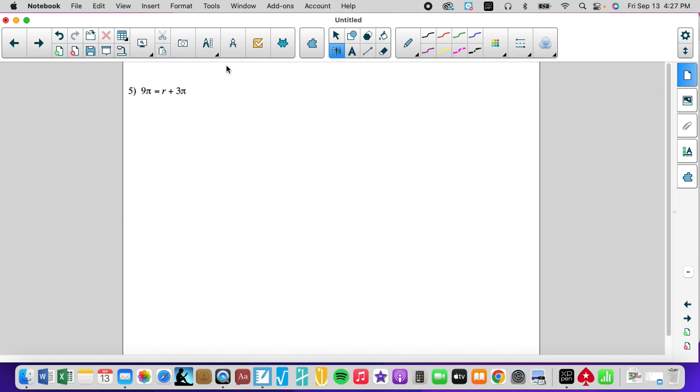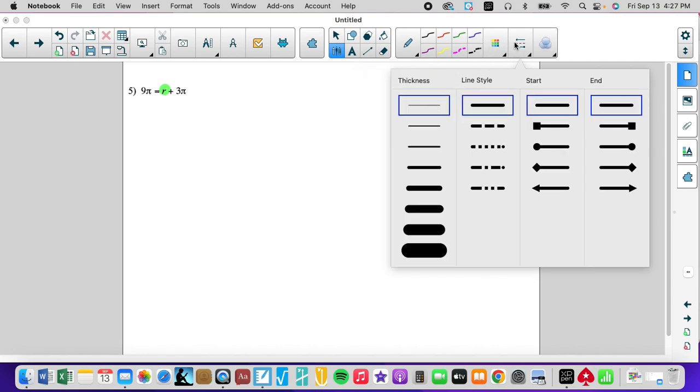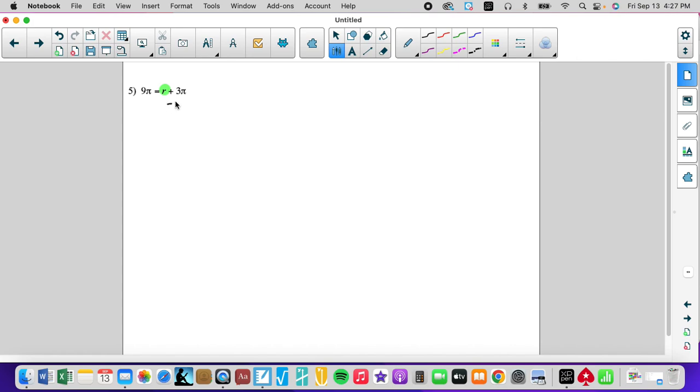We have pi again. I'm isolating for this variable. 3 pi is being added to it. So the inverse of adding 3 pi is subtracting 3 pi. Now, since addition and subtraction, like symbols, we deal with their coefficients. 9 minus 3 is 6 pi. The pi's do not cancel here. We're adding and subtracting, so if I have 9 pizzas and I subtract 3 pizzas, I'm left with 6 pizzas.